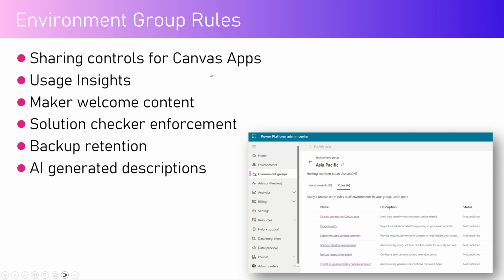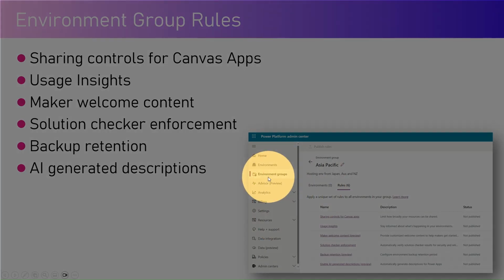Now, environment group rules. What are those rules? This is how the rules will look. On the left hand side in Power Platform Admin Center, you'll see an environment group and you will see all the rule sets. There are around six rule sets, which I'm going to cover in the demo.